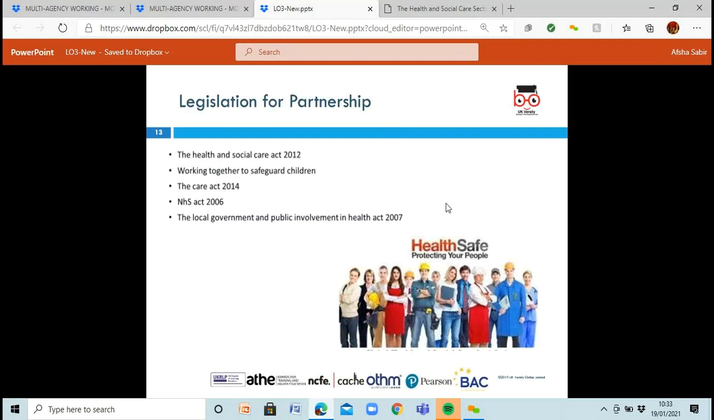And then we've got a couple of legislations which we've come across a few times. So we've got the Health and Social Care Act of 2012, Working Together to Safeguard Children, the Care Act of 2014, NHS Act of 2006, and the Local Government and Public Involvement in Health Act of 2007.